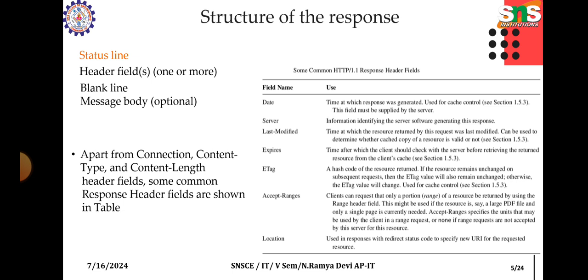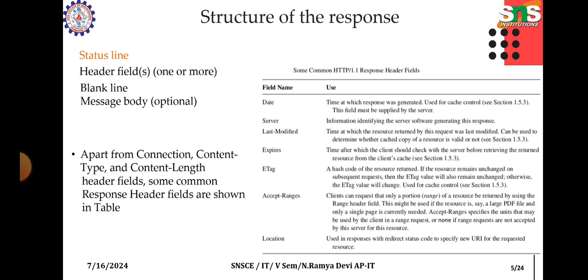And this is the structure of the response, in which the second line has the date, server, last modified, the expiry date of your HTTP response, and the E tag, accept ranges, and the location. So date, the time at which a response was generated, is used for cache control, and this field must be supplied by the server. And server is information identifying the server software generating this response.